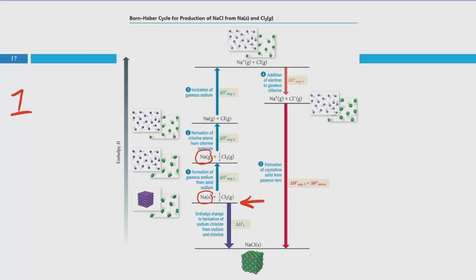And then in orange, go Tigers, our next step is to turn this Cl2 into chlorine atoms. And that takes some energy. And then I don't have yellow, so we'll skip to green. Our third step is the ionization of the gaseous sodium. So we're turning it from Na to Na+.